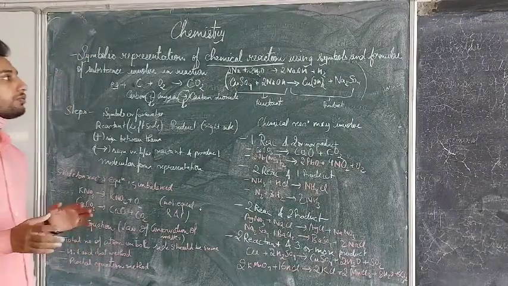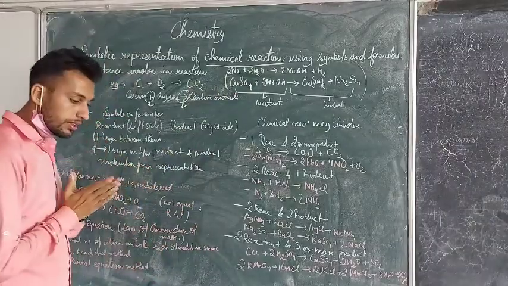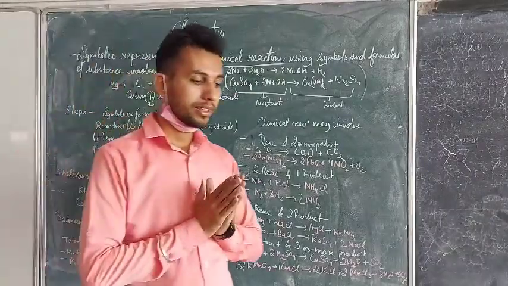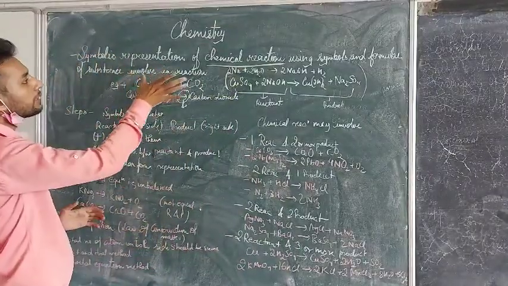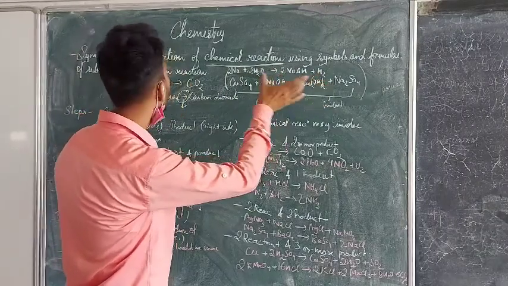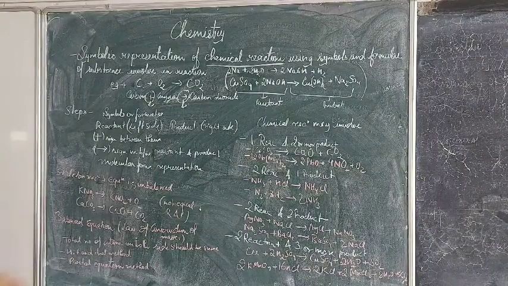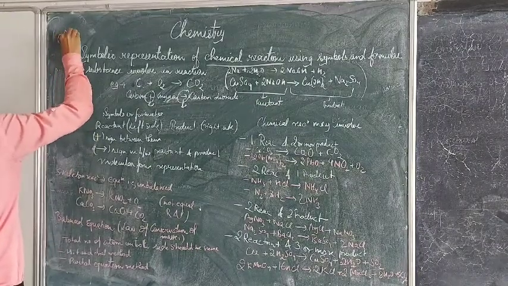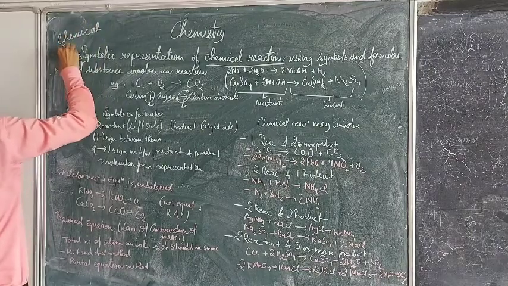First of all, what is a chemical reaction? When we have already studied atoms, molecules, and combinations of elements, the symbolic representation of a chemical reaction using symbols and formulas of the substances involved in the reaction is called a chemical equation.